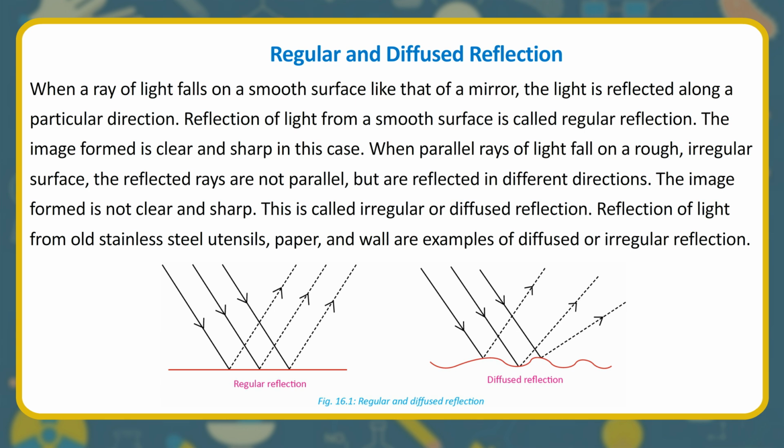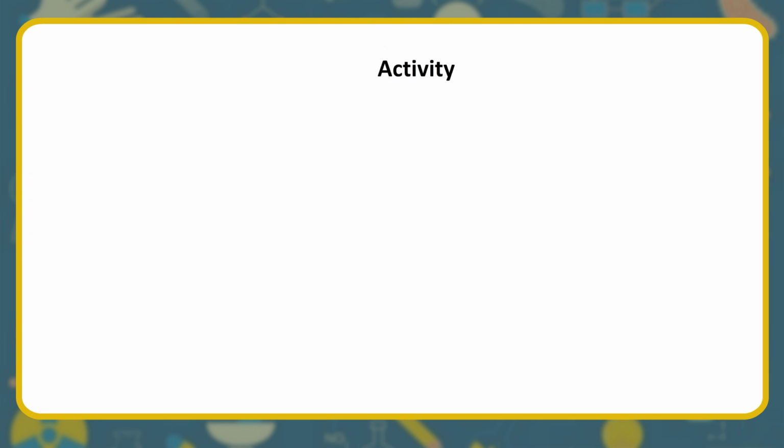When parallel rays of light fall on a rough, irregular surface, the reflected rays are not parallel, but are reflected in different directions. The image formed is not clear and sharp. This is called irregular or diffused reflection. Reflection of light from old stainless steel utensils, paper, and wall are examples of diffused or irregular reflection. Regular reflection, diffused reflection.